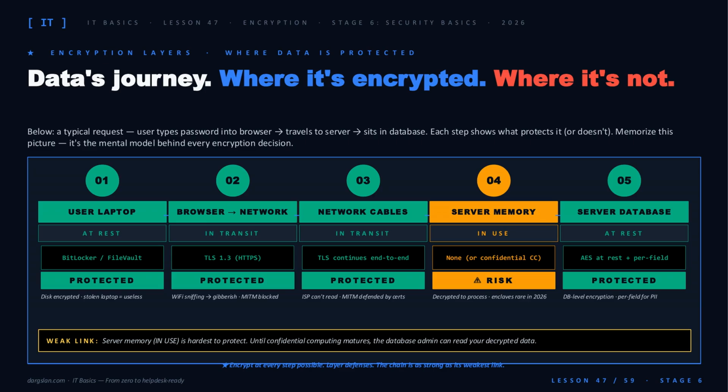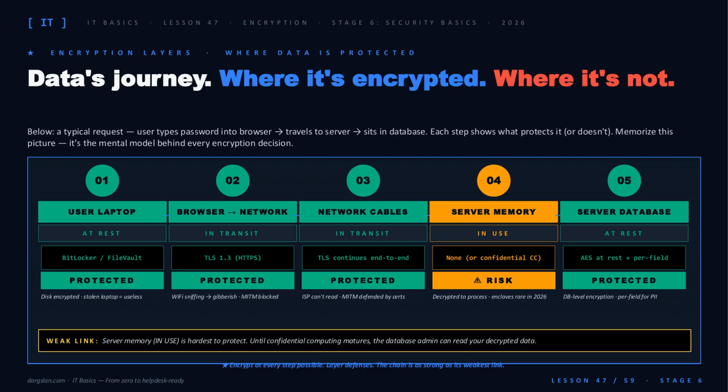Picture a user typing their password. It sits at rest on their machine, travels across Wi-Fi and the open internet, lands in server memory, and finally rests in a database. 4 out of those 5 stages we can lock down: BitLocker or FileVault at the laptop, TLS 1.3 across the wire, AES at rest in the database. The weak link every time is stage 4, server memory. To actually process your password, the server has to decrypt it, which means a database admin with the right access can read it in the clear.